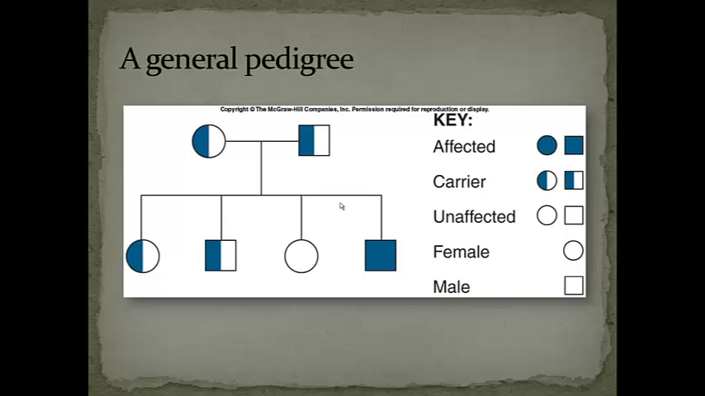More often than not, you don't see the half colored in individuals like you see here. Those are carriers, but frequently when we look at a pedigree, we don't know who's a carrier, so you might see just a big question mark on individuals. Okay, so that's a general pedigree.